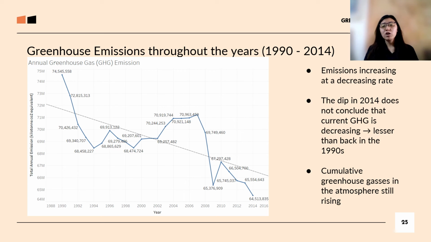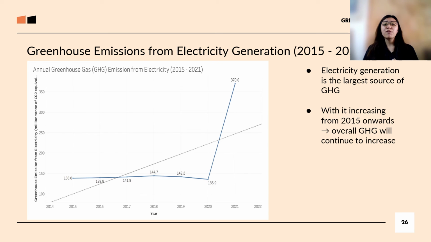And to better understand the current trend, we'll next analyze the greenhouse emission from the generation of electricity from 2015 onwards. The reason for choosing generation of electricity is because it's the largest source of greenhouse emission. And from the graph on the slide, we can see that there is an increasing trend. Hence, with an increasing trend of the largest contributor of greenhouse emission, it can imply that the overall greenhouse emission will still increase. And next, we'll go into the individual potential climate change issues.